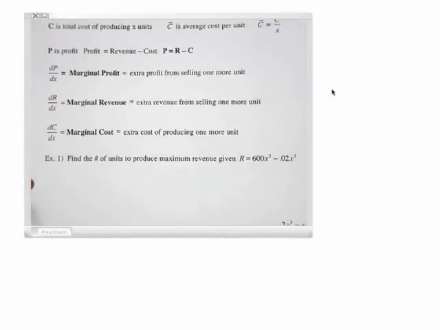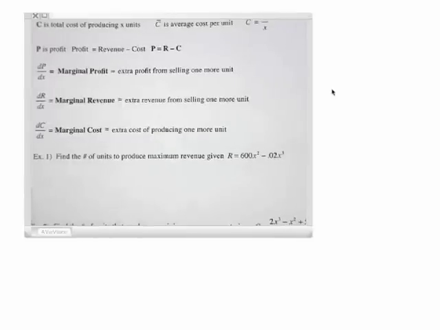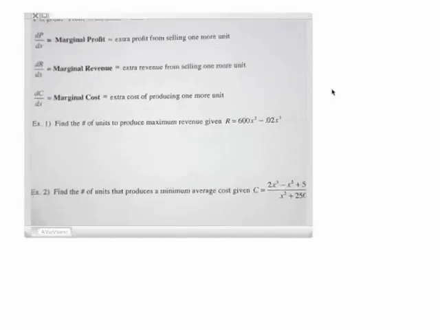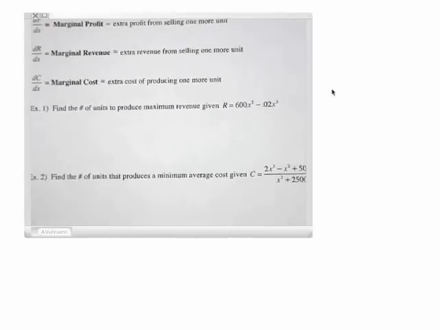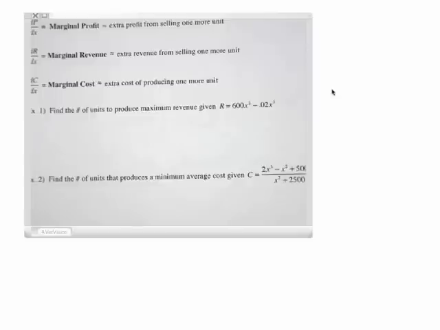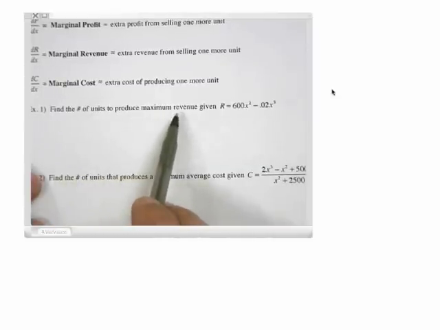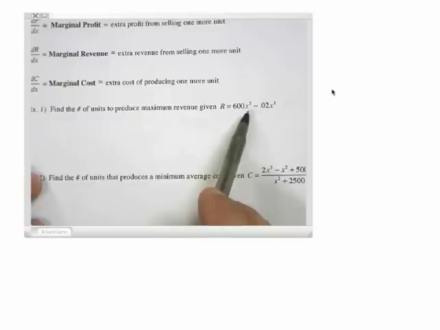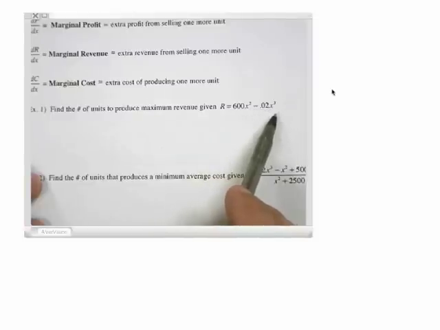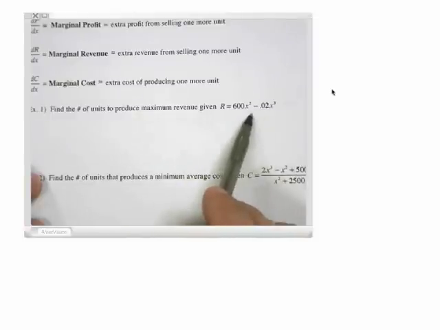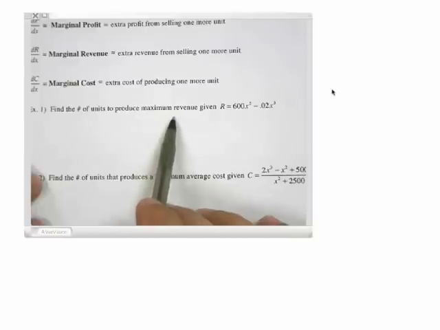Okay, so we'll jump right in here. Some of these are going to be really nice and easy, where they're just going to give us an equation and ask us to maximize it or minimize it. In this case, the problem says, find the number of units to produce maximum revenue, given that the revenue is 600x squared minus 0.02x cubed. Real straightforward. We're given a revenue equation, and we want to maximize revenue.